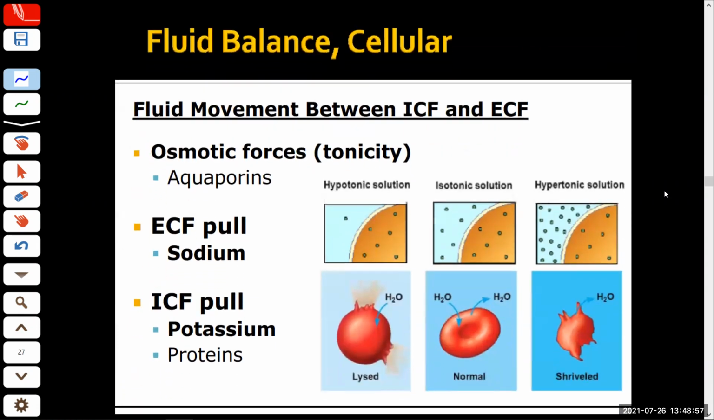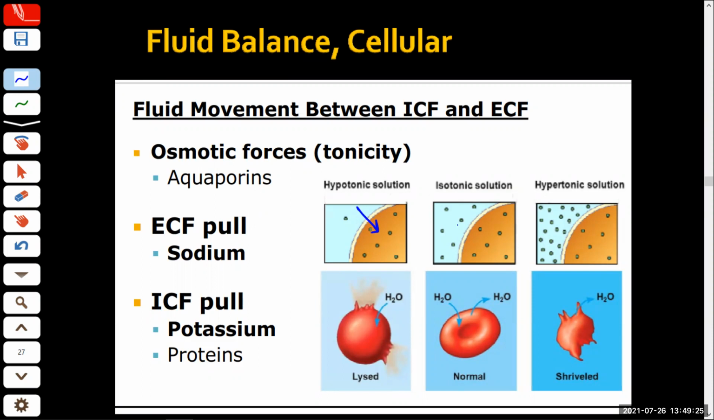So this slide here is a nice little review. We have a hypotonic solution. Those little green dots represent sodium. In a hypotonic solution, where's water going? Into the cell, causing what to happen to the cell? To expand. Eventually it lysed, i.e. exploded.